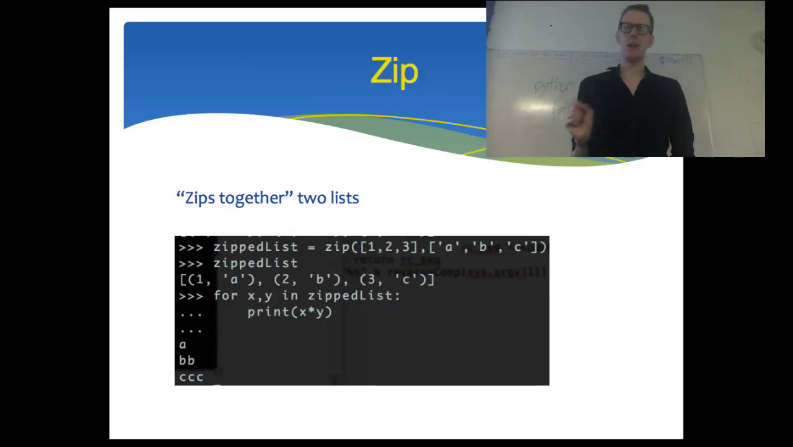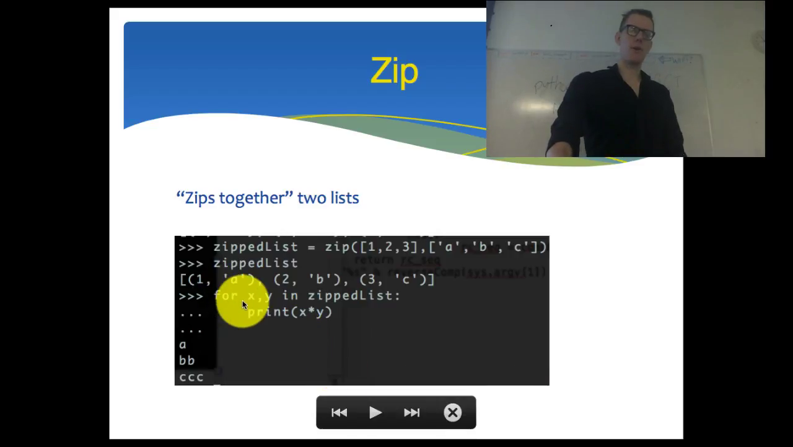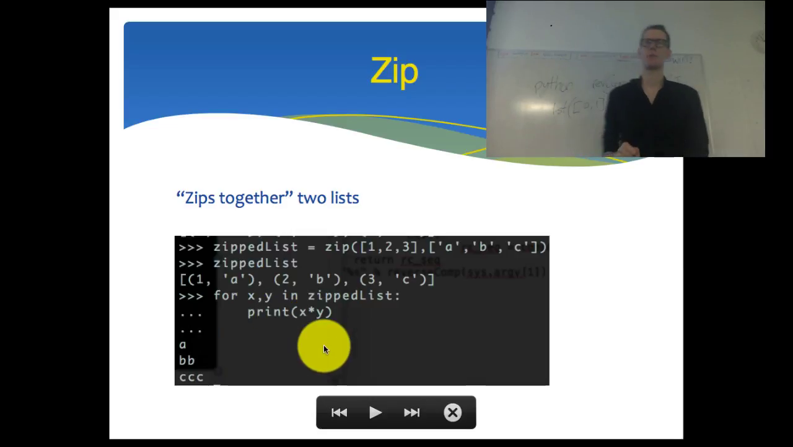So the other useful thing is zip, and that zips together two lists. So if I want to zip together the list 1, 2, 3 with the list A, B, C, I run zip and I put both those lists in brackets separated by a comma, and the output is going to be the two lists zipped together such that the first element of the first list is paired with the first element of the second list. And so what we get is 1A, 2B, 3C. And then again, if you want to see what's going on, you can do a for loop over that zipped list. So here I do for x and y in my zipped list, let's print x multiplied by y.